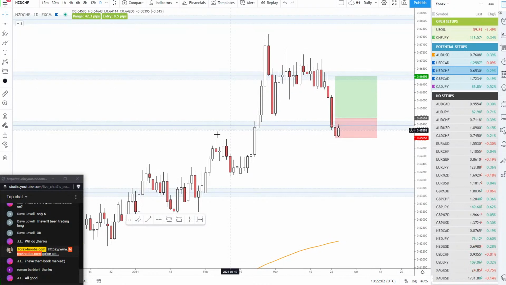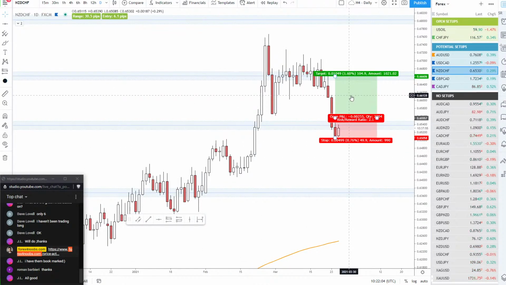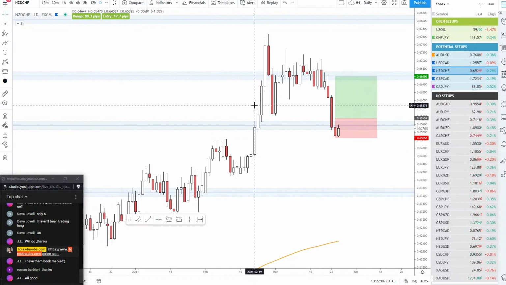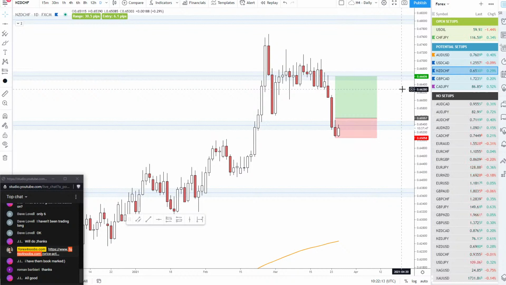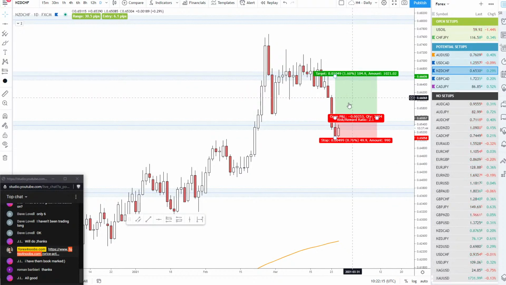New Zealand CHF, potential long here. I'm not interested in this one. I'm putting it out there because it is technically a valid setup. It's just a bit of a risky one. Putting it out there for those of you who want to take a slightly riskier setup.